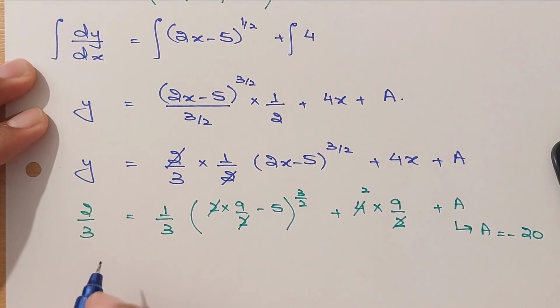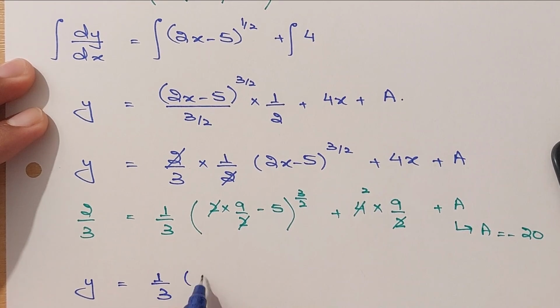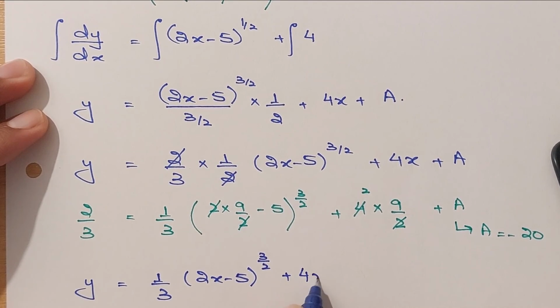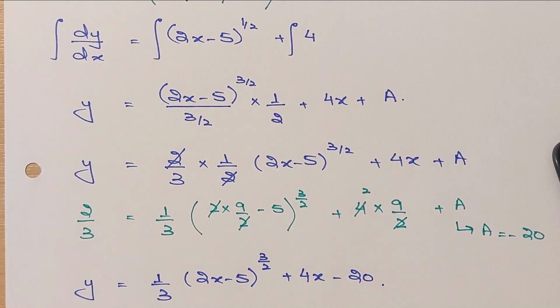So the equation of the curve is y equals 1/3 (2x minus 5) to the power 3/2 plus 4x minus 20, right? So that was the last question of our paper.